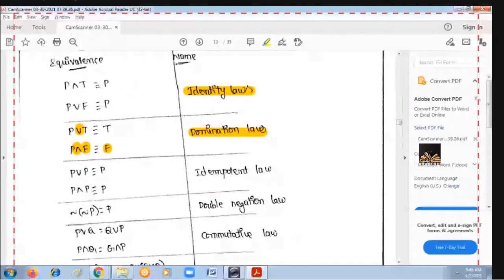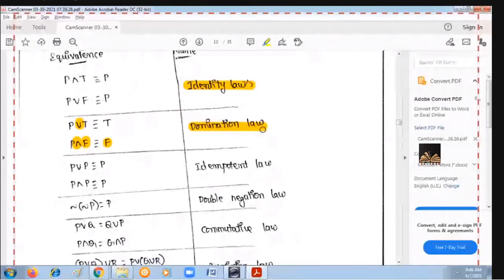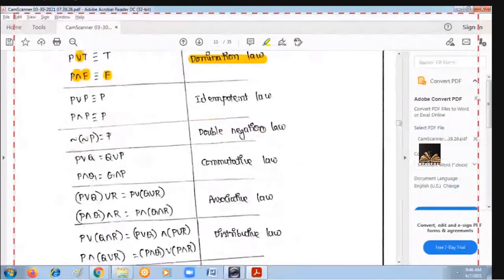Next one is idempotent law. That is P or P can be written as single P. Similarly, for P and P also you can write single P only. These two are known as idempotent law. Next, double negation law. That means negation of negation P. The two negations will get cancelled. Something like minus of minus is equal to plus, right? So in the same way, double negation law means negation of negation P is equal to P only.